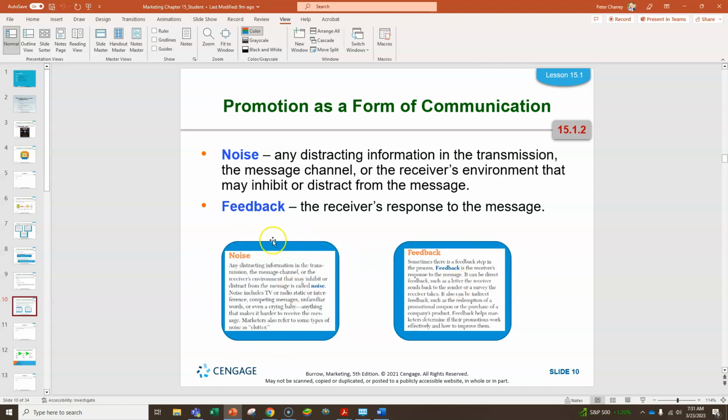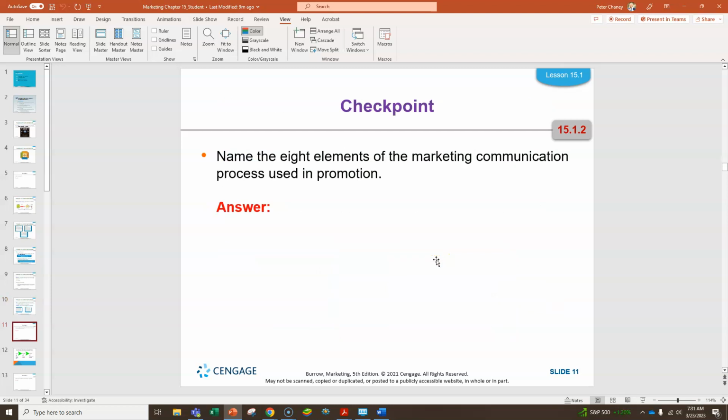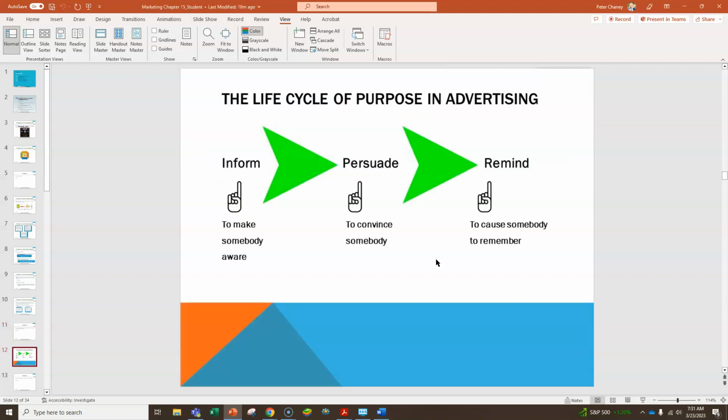And these are, again, snippets directly from the textbook. So our question will have something to do with the 8 elements of the marketing communication process. So moving on, the life cycle of the purpose in advertising.